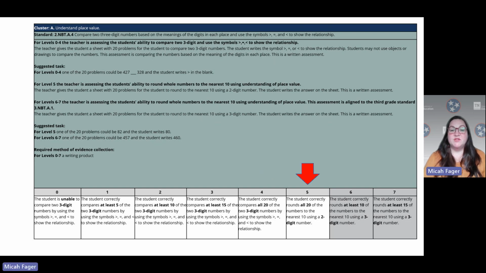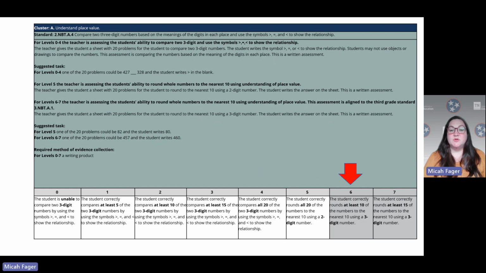At level 5, the student is able to correctly round all 20 of the numbers to the nearest 10 using a two-digit number. If the student is successful at correctly rounding all 20 of the numbers to the nearest 10, then the student or the teacher does not need to upload student evidence of completing levels 0 through 4. You would only need to upload level 5 if they are successful at level 5.